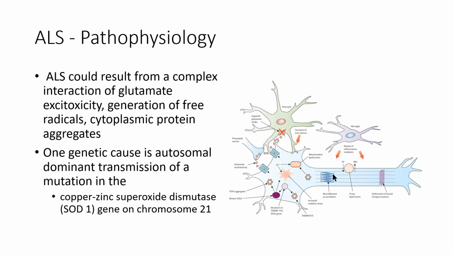The pathophysiology is not well understood, but it has been proposed that ALS results from some complex interaction of glutamate excitotoxicity, the generation of free radicals, and cytoplasmic protein aggregates, which ultimately lead to these sclerotic plaques. In familial disease, one potential cause is autosomal dominant transmission of a mutation of the SOD1 gene on chromosome 21. But there is a great deal to be learned about the pathophysiology.